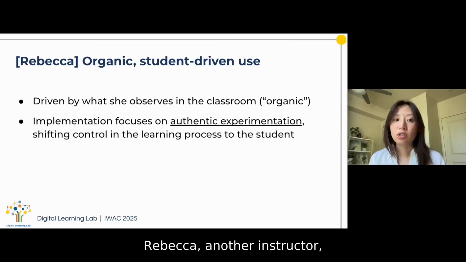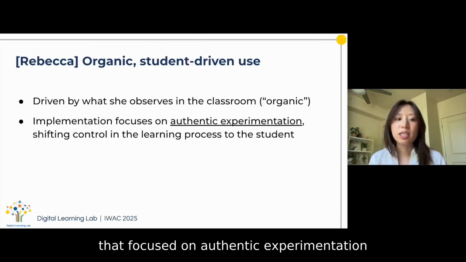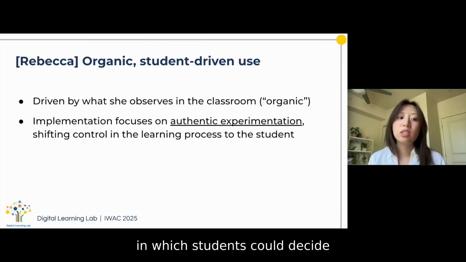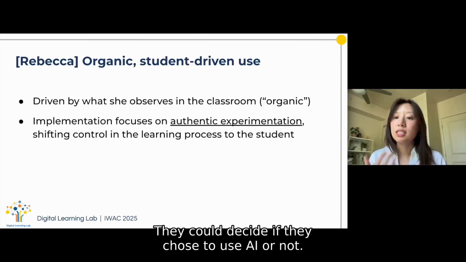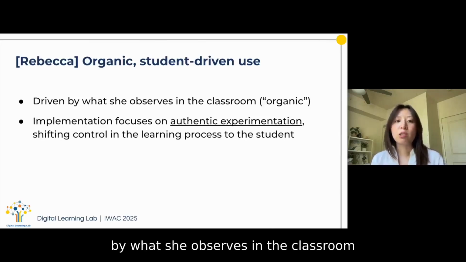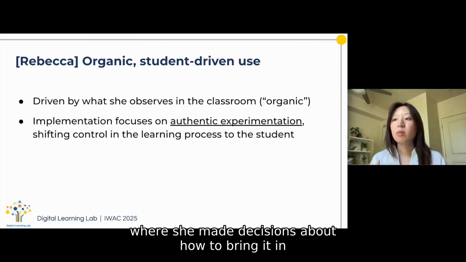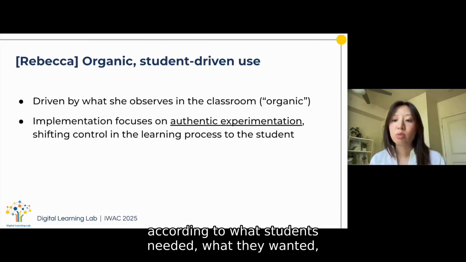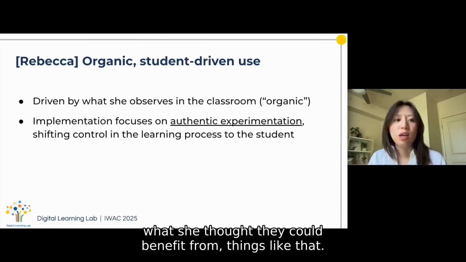Rebecca, another instructor, chose to use AI in a way that focused on authentic experimentation, in which students could decide and get that control in that learning process. They could decide if they chose to use AI or not. This is driven very much by what she observes in the classroom over the years of the study, where she made decisions about how to bring it in according to what students needed, what they wanted, what she thought they could benefit from, things like that.